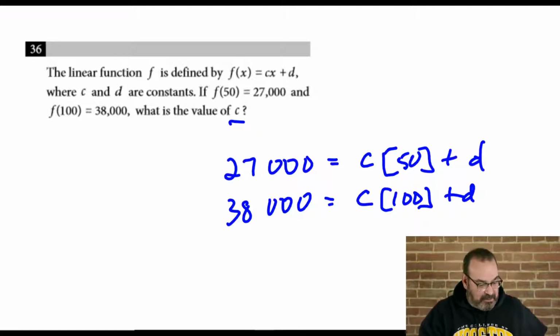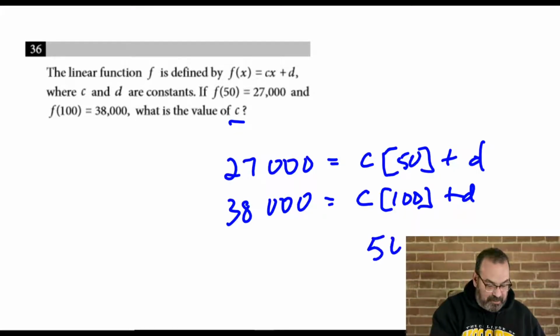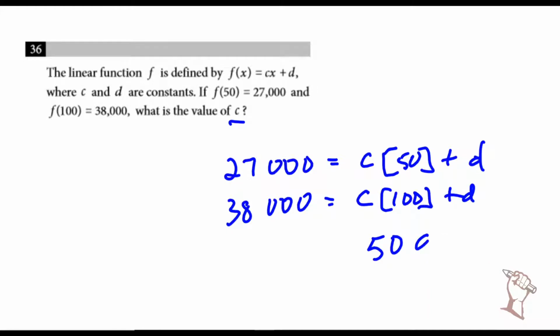Systems of equations. Let's subtract. I'm going to subtract the top from the bottom. The d's will eliminate, and this will give me 50 c's. I'm going to use my calculator: 38 minus 27 equals 11,000. Divided by 50 is 0.22. No, I did 11 divided by 50. It's 220.